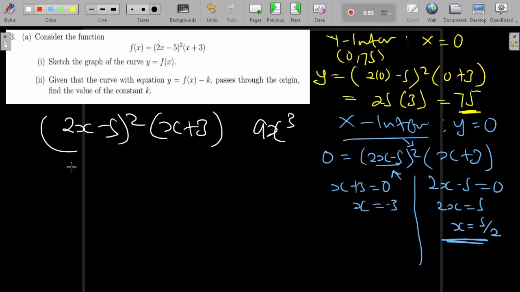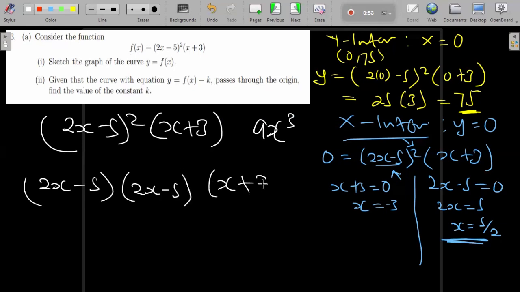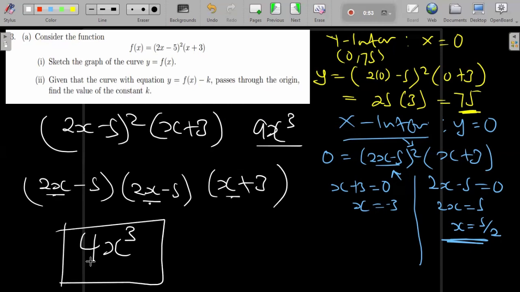So how do we do that? I can write this as 2x minus 5, and then 2x minus 5, and then x plus 3. To find this term, I'm going to multiply this by that, by that. So that will be 2x multiplied by 2x multiplied by x, which is 4x to the power 3. So our a here is just 4. We see that our a is greater than 0, and we said if it's greater than 0, then our graph starts from below and then goes like that and then like that.